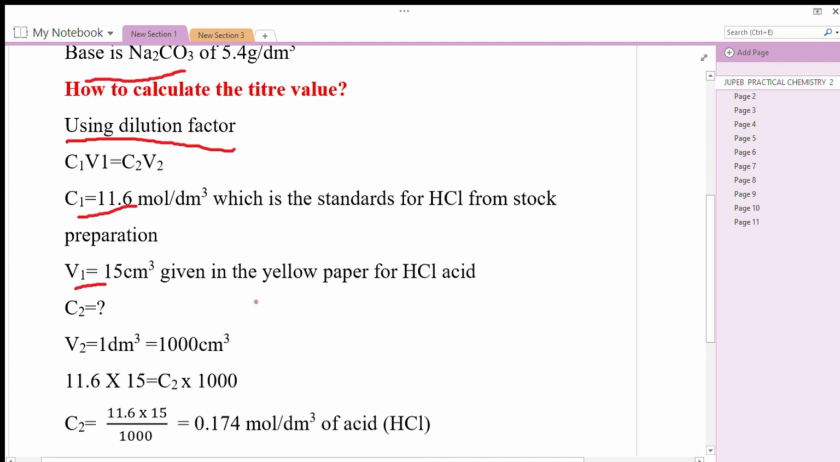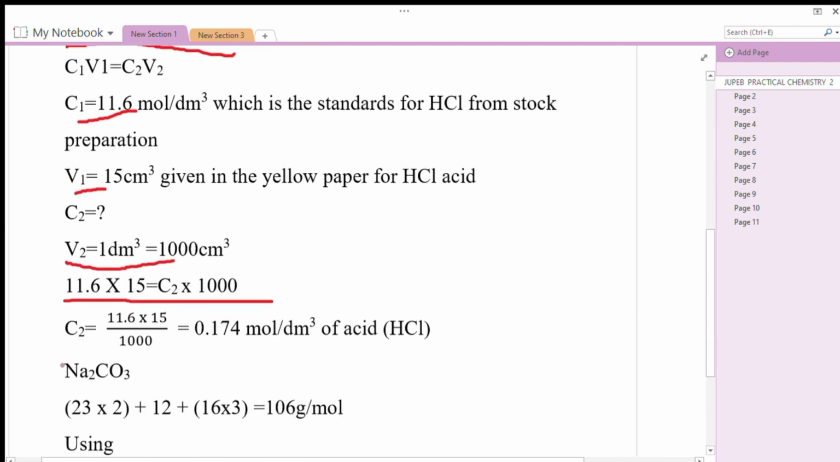We are looking for the final volume of the acid. Now V2 is 1 dm³, which is 1000 cm³. I'm going to substitute correctly. Look at my substitution here. Then I make C2 the subject of the formula, and I have my final answer to be 0.174 mole per dm³ of acid. This is my concentration of acid in mole per dm³.